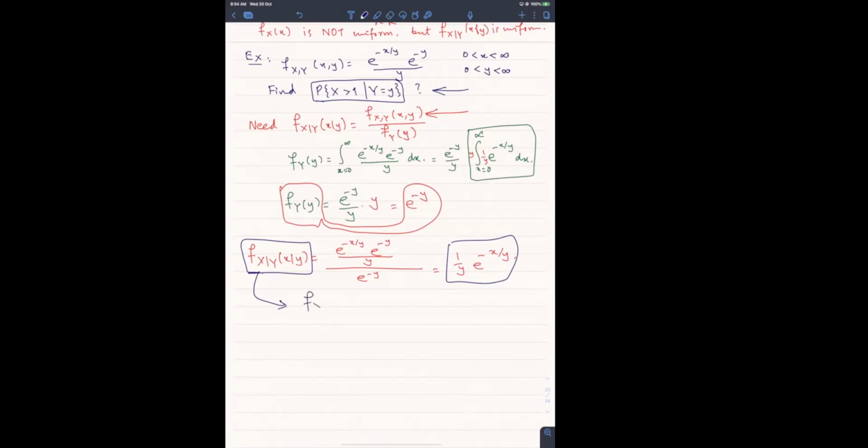So f of x given y is actually exponential with parameter 1 over y. So if you are given that the random variable capital Y takes a value small y, given that information, your x is an exponential random variable with parameter 1 over small y.